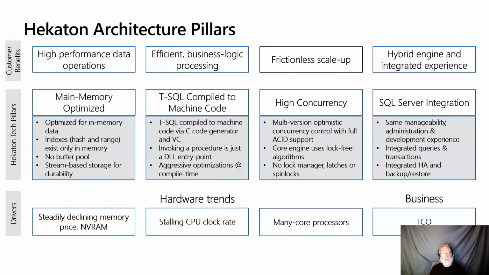So for memory optimized data, the data in memory has indexes that are hash and range. The indexes exist only in memory. They're not persisted on disk. As you read the data in when the database is being started up, we rebuild those indexes on the fly. And the indexes are in the form of memory pointers, so they really can't be persisted on disk. The technical driver for that is steadily declining memory prices and also NVRAM. So we can rationally think about putting an entire database in memory.